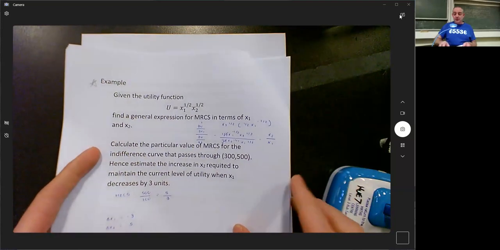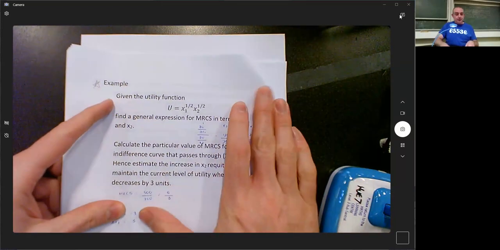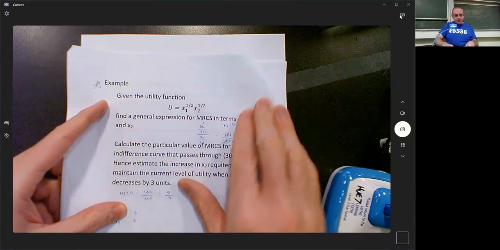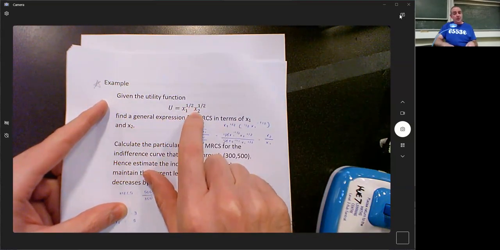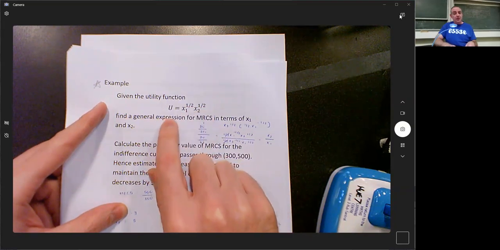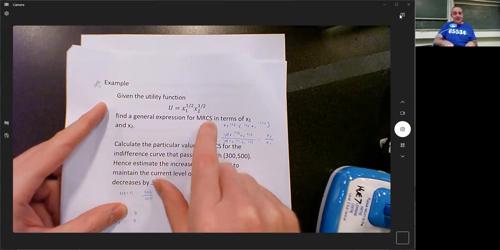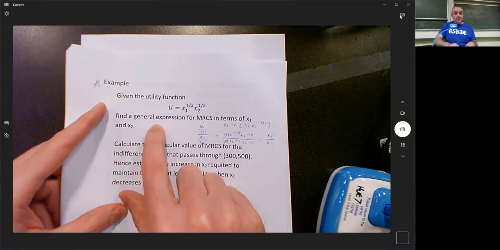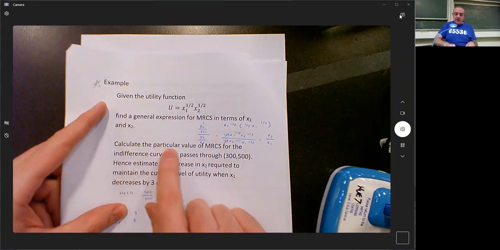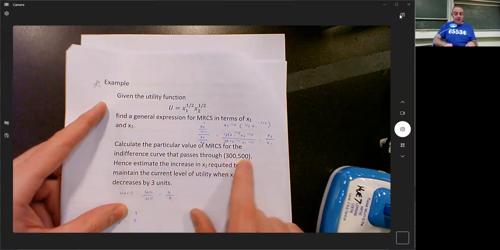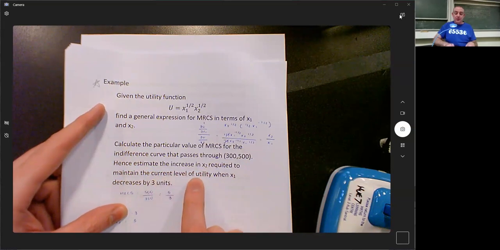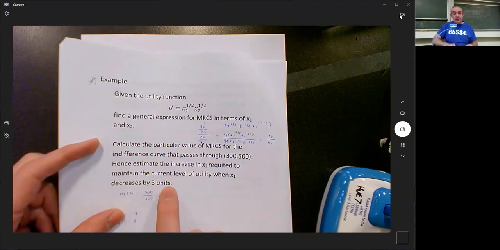Okay, well, I've got an example here, a question that we want to try out, and I'm just going to read it out. It's from the notes. Given the utility function u, which is equal to x1 to the power of a half times x2 to the power of a half, find a general expression for MRCS in terms of x1 and x2. Calculate the particular value of MRCS for the indifference curve that passes through (300, 500), hence estimate the increase in x2 required to maintain the current level of utility when x1 decreases by 3 units.